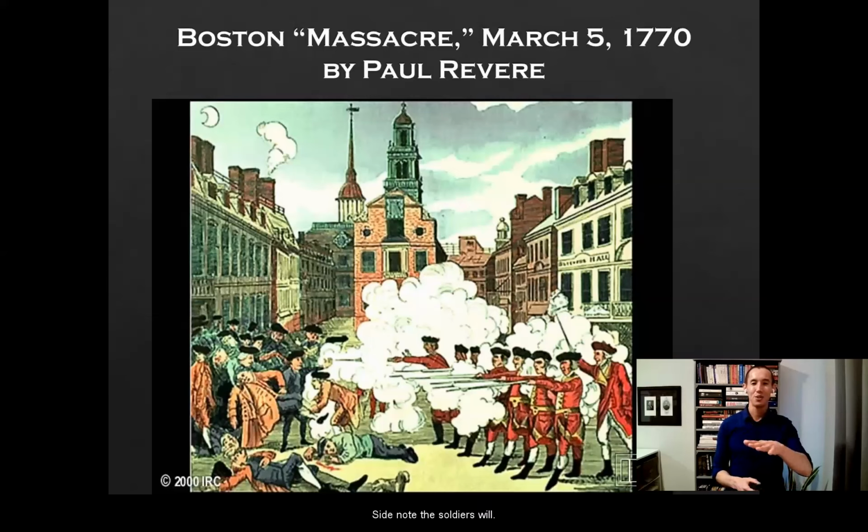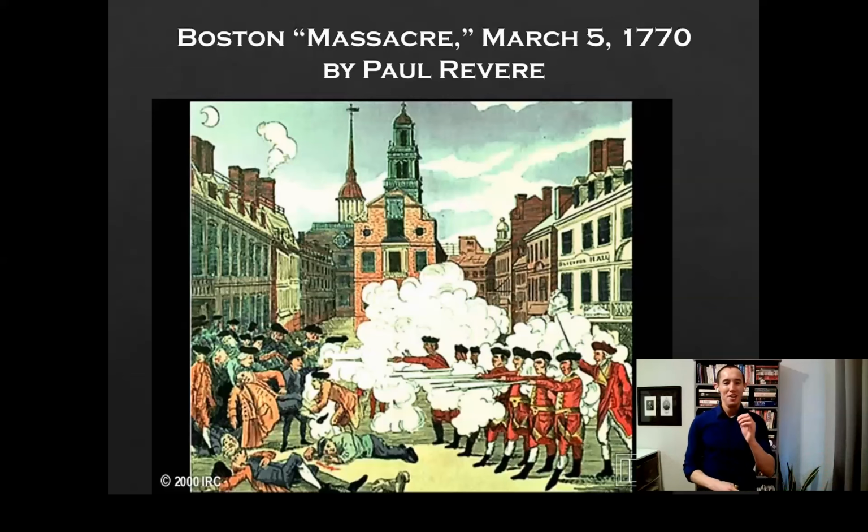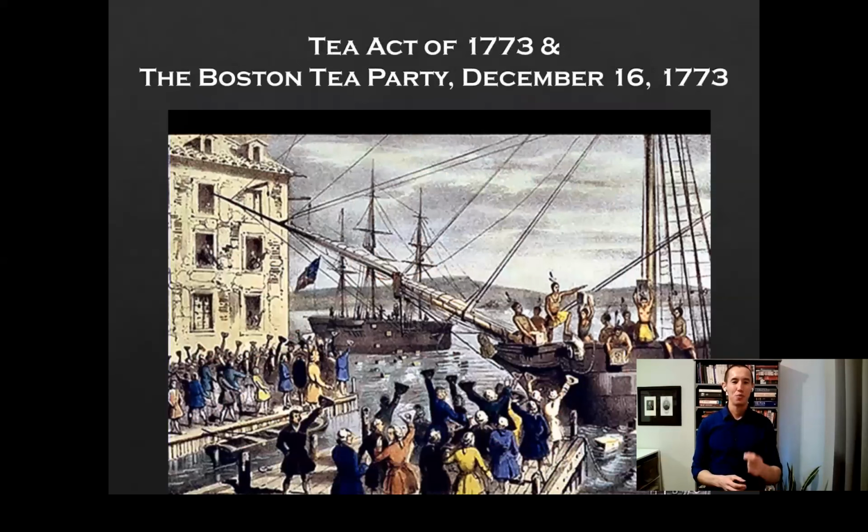Side note, British soldiers being tried in a Boston court by a Boston jury and a Boston judge, they should have been killed. But luckily their lawyer was a guy named John Adams. It's one of John Adams' greatest moments. England handled this very well, and for 3 years there was relative calm. Till 1773, it all came crashing down with the Tea Act.